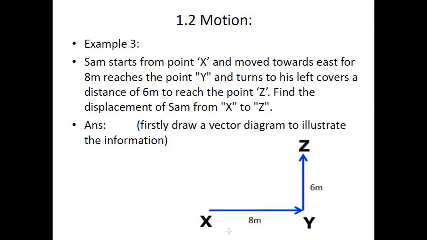Now if the guy was only walking from X till Y, then the distance and the displacement would have been the same. Both of them would have been 8 meters.